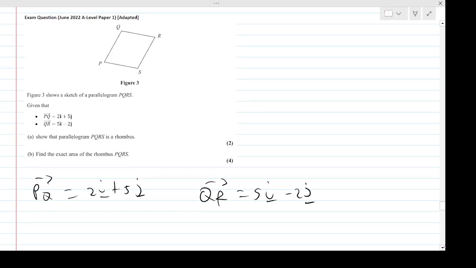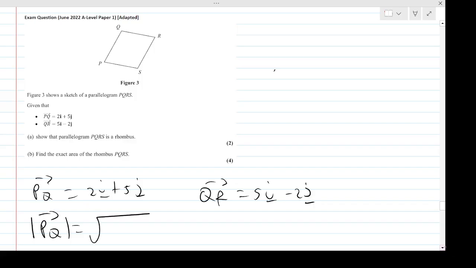So a rhombus, remember, has all sides the same length, which means we're going to need, if PQ is that side and QR is that side, then we need to consider the lengths, right? So let's get cracking. We get the magnitude of PQ, the length of PQ, which is this.